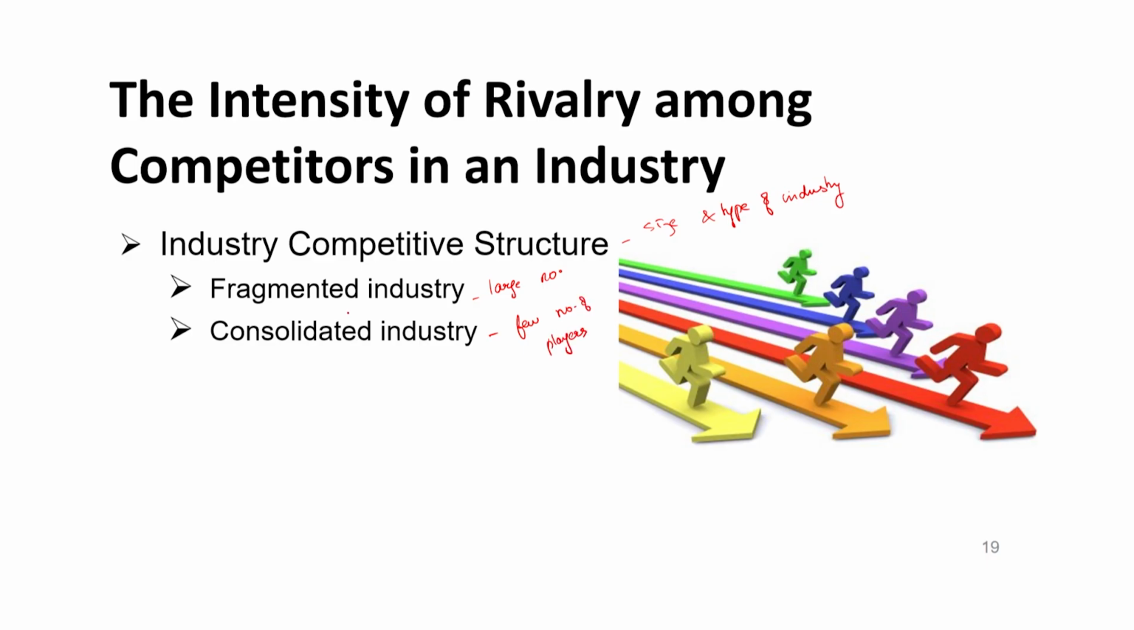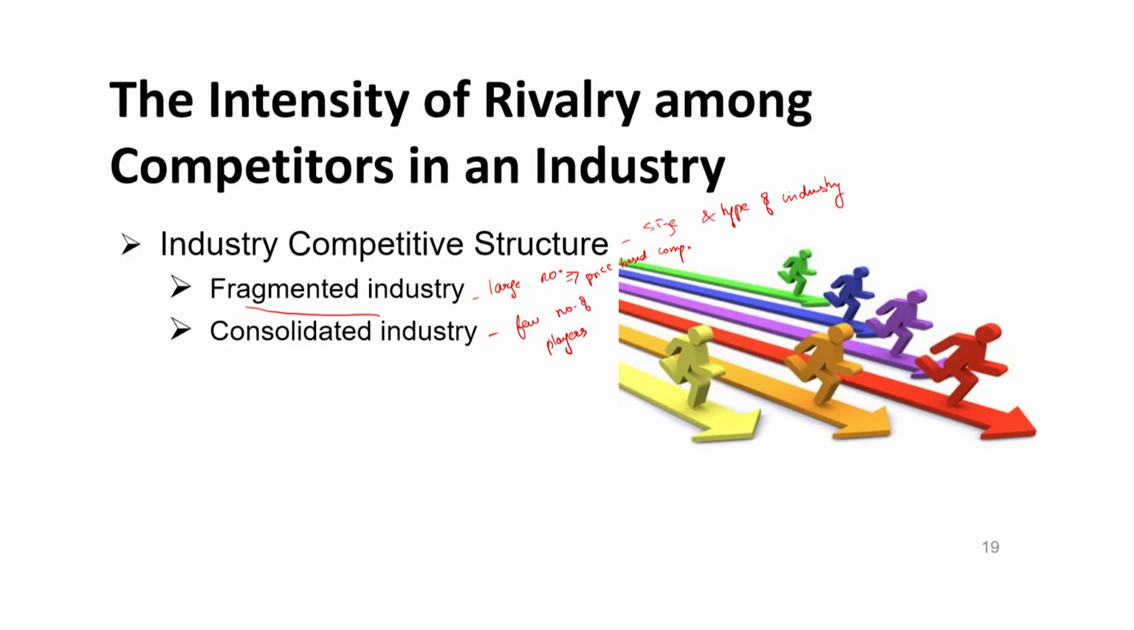So when we talk about fragmented industry where we have large number of players, here we will have more of price based competition. Why? Because the players will compete for same type of customers. When there are large number of players who are competing for same type of customers, definitely they will compete more on price basis. They will try to reduce the price in order to attract competitors' customers. So, price based competition would be more in fragmented industry.